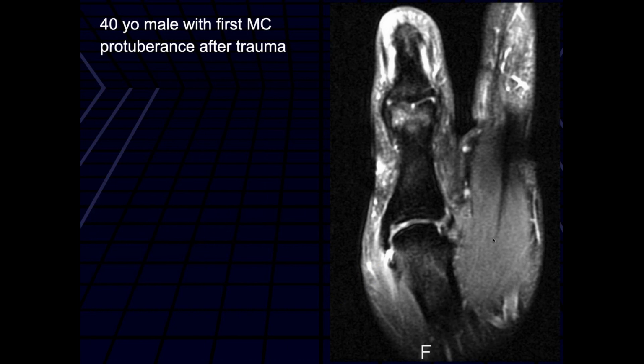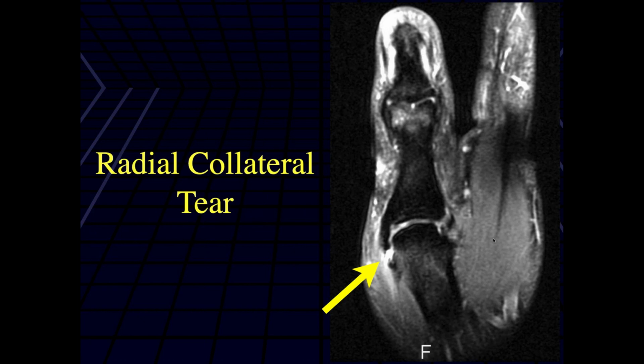40-year-old male with first MC protuberance after trauma. We're seeing increased signal in the proximal insertion of the radial collateral ligament there. So that's another.